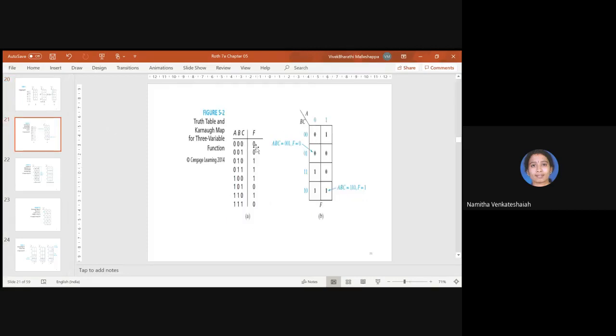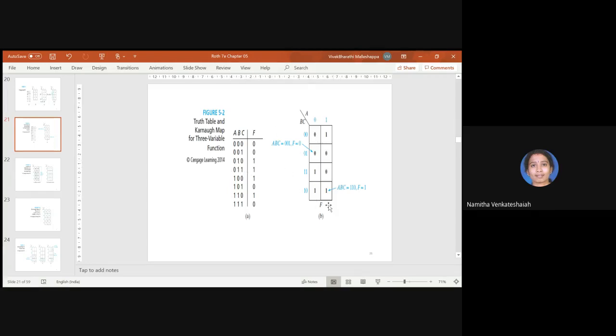Now here 8 boxes are there because 8 rows are there. This corresponds to the first row, this corresponds to the second row, this corresponds to the third row, this 0, 1, 1 means the fourth row, and this 1, 1, 0 means last but one. This corresponds to triple 1, the last row. Okay. This is 0, 1, 0.